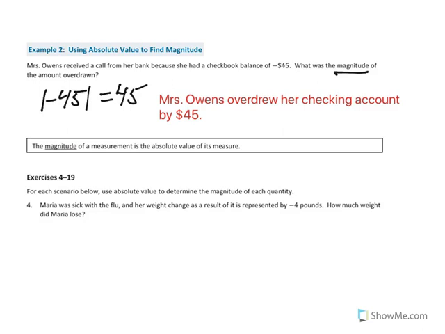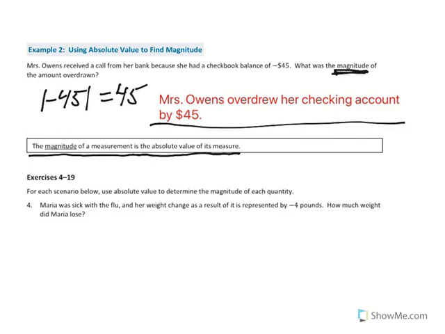Now, you could have given me this if I asked you how much did she overdraw the account by. But I want you to understand that when you're asked the question, you're going to be asked the question using this word magnitude. And so I want you to understand what that means. Okay? The magnitude of a measurement is the absolute value of its measure. Now that we know how to do absolute value, given the word magnitude, we know that we need to apply what we know about absolute value.